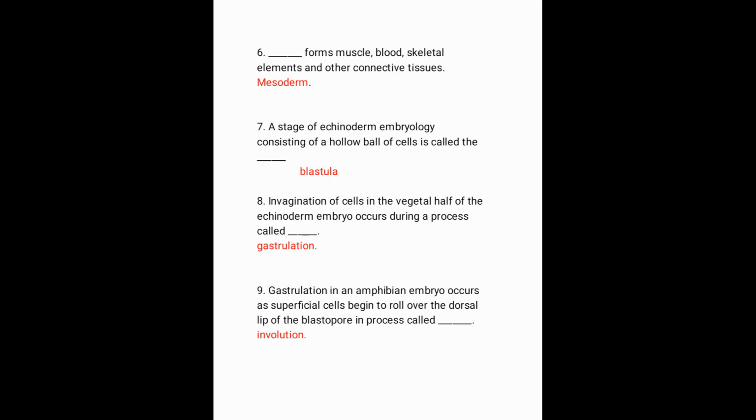Seventh, a stage of the echinoderm embryo consisting of a hollow ball of cells is called blastula. At this stage, a blastocoel is developed. Blastocoel is a body fluid-filled cavity. The stage at which the blastocoel is formed is known as blastula.